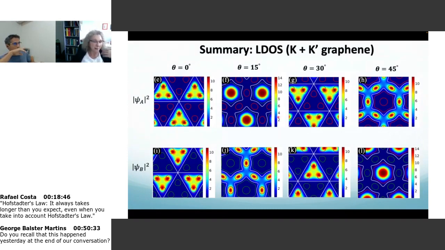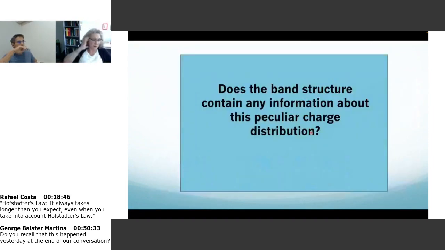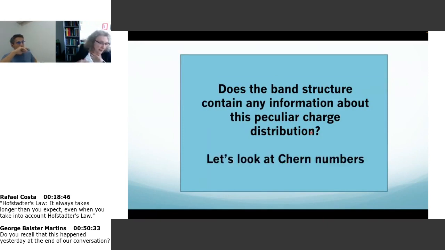So is there any information about these particular states in the band structure besides the gap and the fact that they are flat? When you ask these sorts of questions about the band structure, what you are really asking is whether there is any information about the nature of the states embedded in the band structure, which is another way of saying, let's look at the topological properties of the bands, because the topological properties are the ones that have this information hidden. So we said, let's look at Chern numbers.